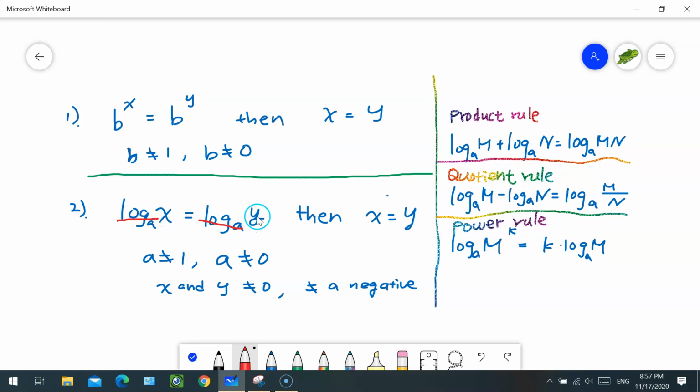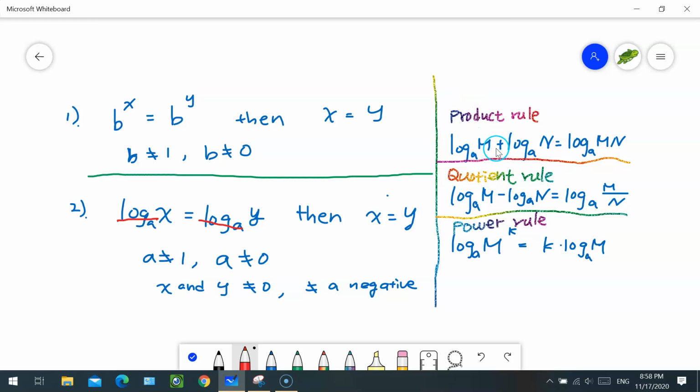For x and y, these two numbers cannot be equal to 0, and they cannot be negative numbers. So when you solve a logarithm equation, you need to plug the result back into the equation to do the test, and make sure the result will not make the x portion turn to a negative number or 0. Same with the y portion here. Solving logarithm equations, these three different properties we use most of the time.